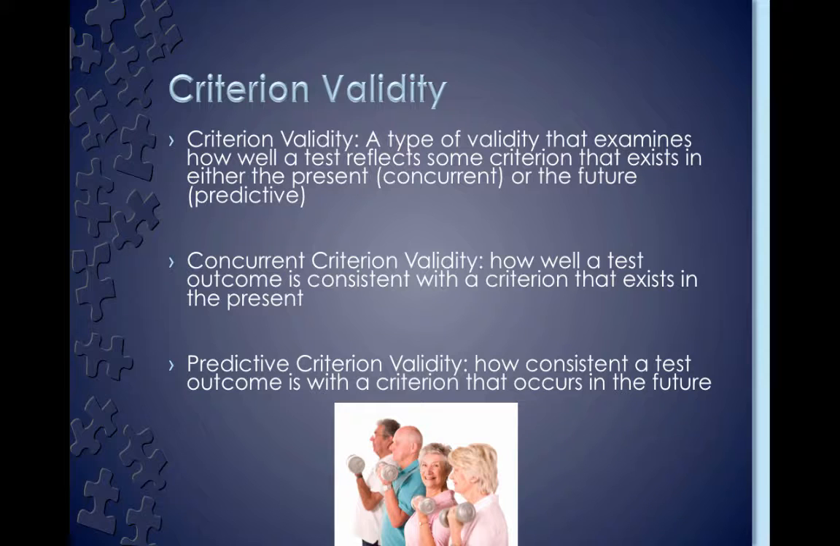The results of the test now are consistent with what happens in the future, which in this case is being physically dependent. So predictive criterion validity is, does this test predict something that's going to happen in the future? In this case, the 6-minute walk test predicted physical dependence in later life, and in fact, this lady did become physically dependent in later life. So the 6-minute walk test has predictive criterion validity.